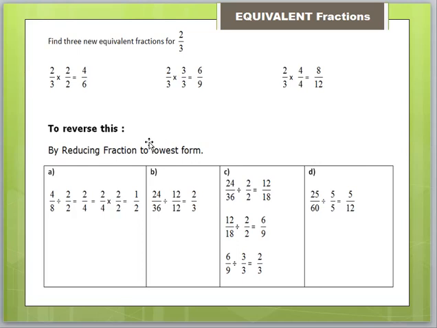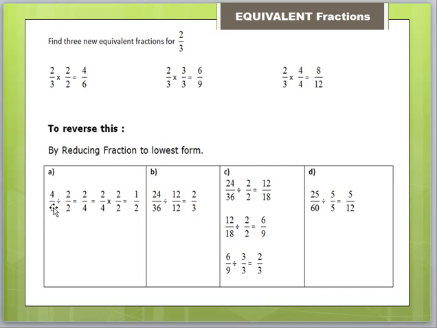Now, just now we saw that we have a number given and we have to find a fraction. Now we have to reduce a fraction to its lowest form. So if you see, we are reversing. Multiplication was increasing the numbers, right? Now, to reverse this method, we will divide these numbers.